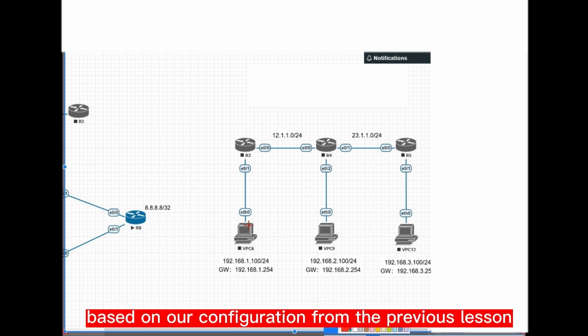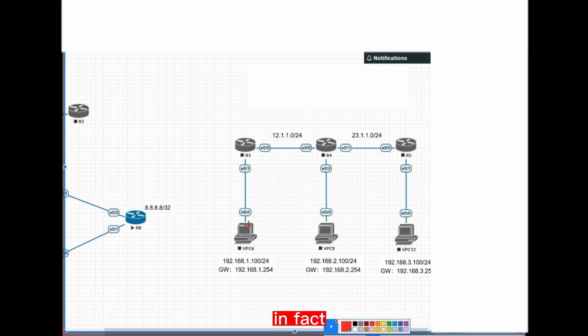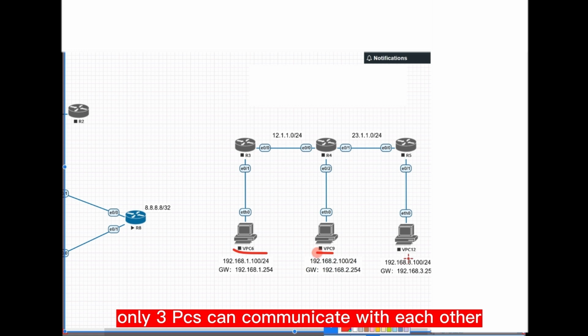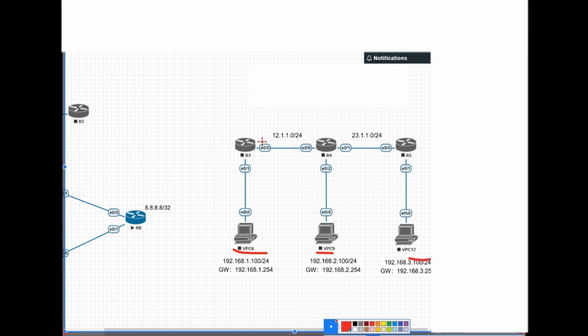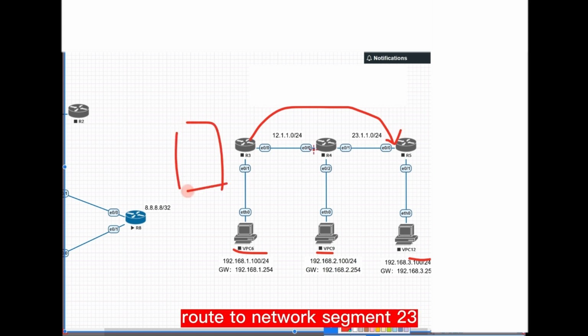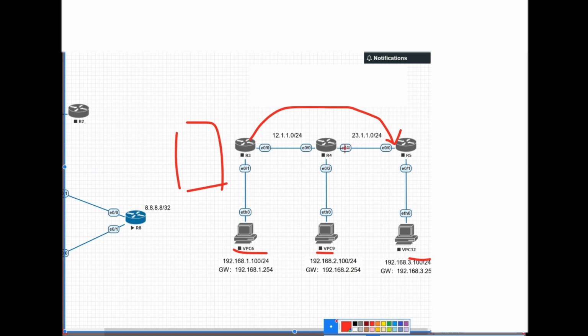Let me introduce it to you. Based on our configuration from the previous lesson, in fact, only the 3 PCs can communicate with each other. If you have tested other things, you will find R3 going directly to ping R5 doesn't work, because R3 does not have a route to network segment 23. That is to say, R3 can ping the device because it has a route to 192.168.3.100 on it.